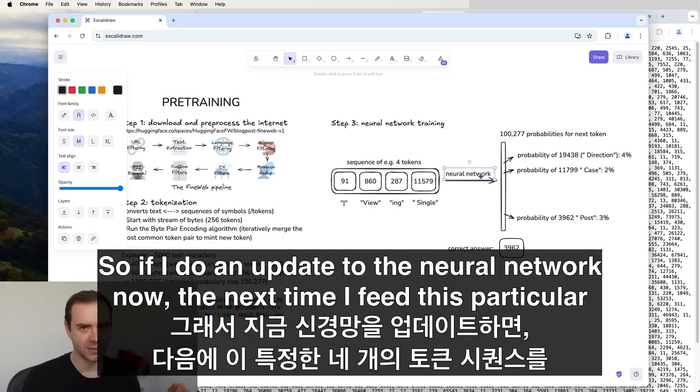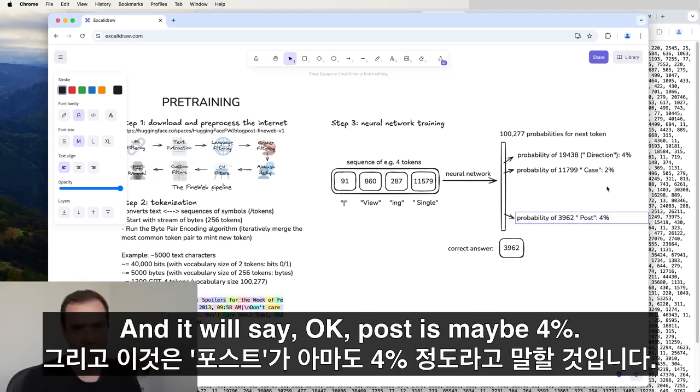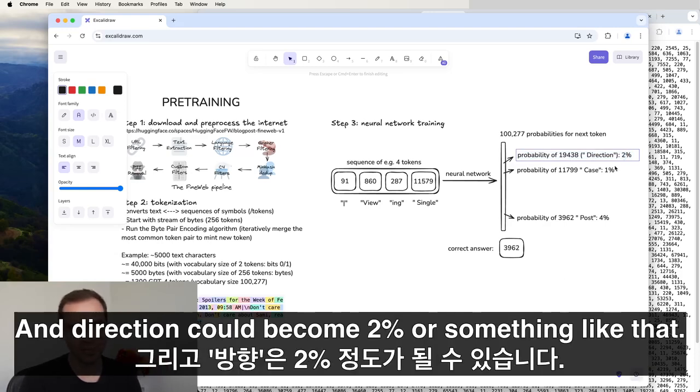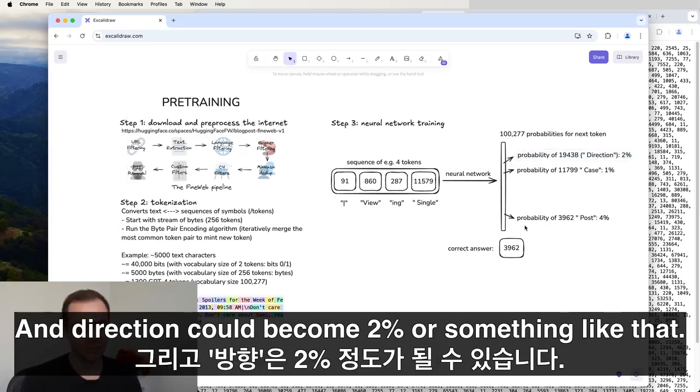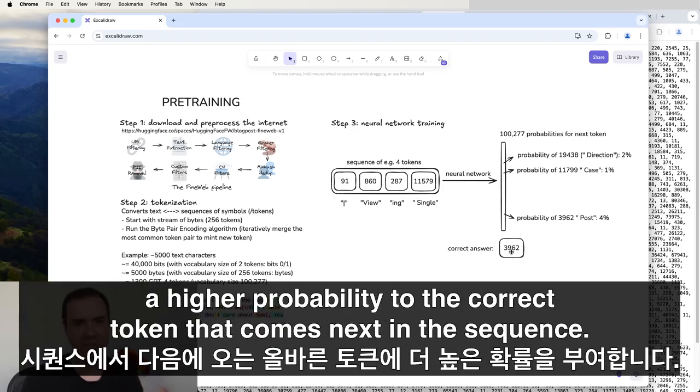So if I do an update to the neural network now, the next time I feed this particular sequence of 4 tokens into the neural network, it will be slightly adjusted, and it will say, okay, post is maybe 4%, and case now maybe is 1%, and direction could become 2% or something like that. And so we have a way of nudging, of slightly updating the neural net to give a higher probability to the correct token that comes next in the sequence.